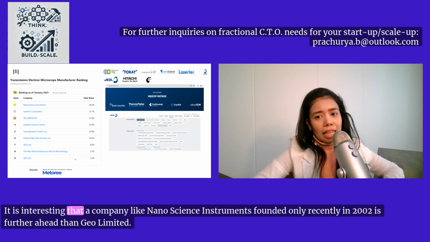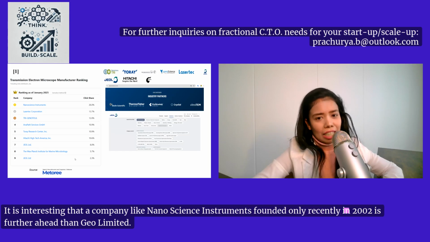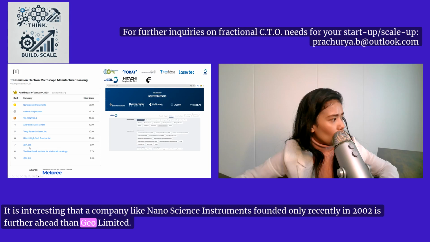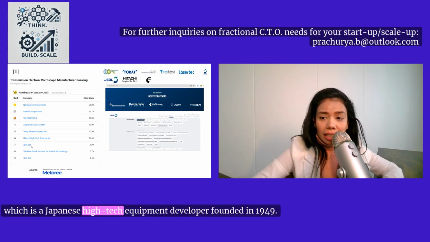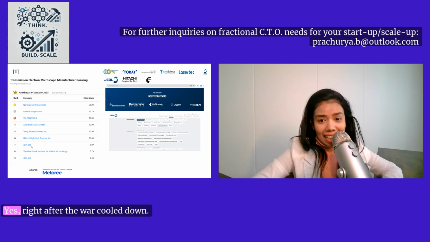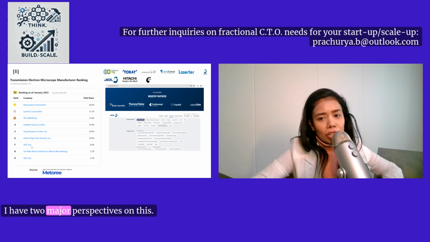It is interesting that a company like Nanoscience Instruments, founded only recently in 2002, is further ahead than JEOL Limited, look here, which is a Japanese high-tech equipment developer founded in 1949. Yes, right after the war cooled down. Multiple people will look at this situation in multiple ways. I have 2 major perspectives on this.